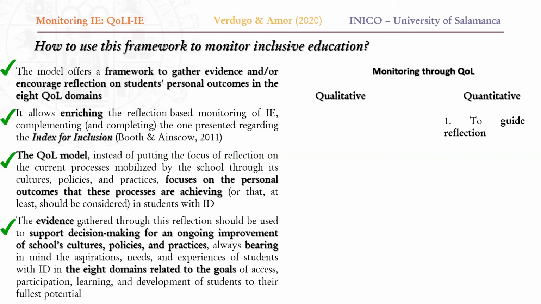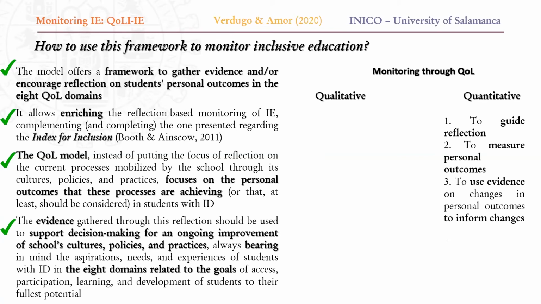Through this approach, it is possible not only to guide reflections, as we have explained, but also to measure personal outcomes and to use the evidence gathered through the measurement of the personal outcomes to inform the changes in the policies, culture, and practices. However, to use this approach, it is necessary to comply with a series of requisites. The most important is that the validation of the indicators to measure personal outcomes only has sense for a given target population of a certain context.